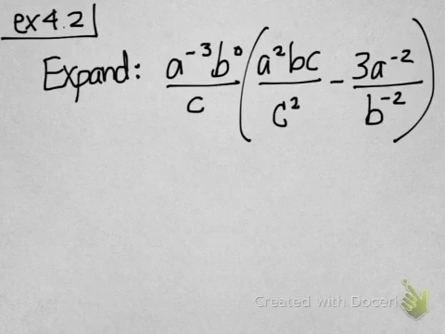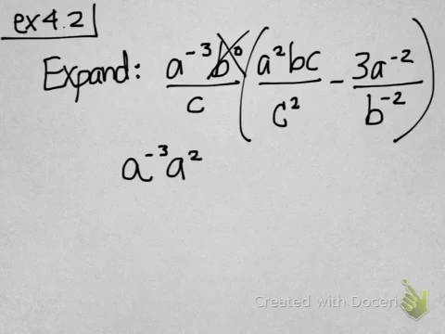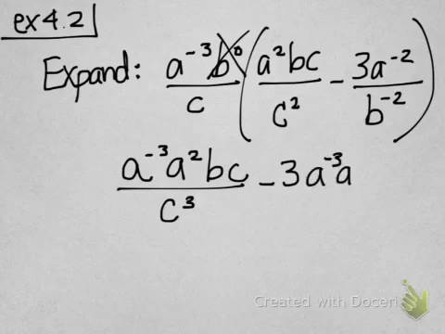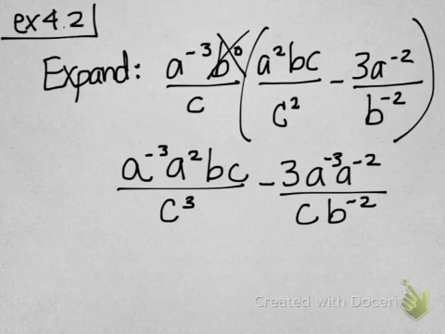Let's do another example. Expand. So the first thing that I see is that b to the 0 is just going to cancel out because anything to the 0 power is 1 and we don't need to worry about it. So now we can do a to the negative 3rd times a squared bc all over c cubed, minus 3 times a to the negative 3, a to the negative 2 over cb to the negative 2. We'll simplify from here, c cubed and c, that's going to leave us with c squared on the bottom.